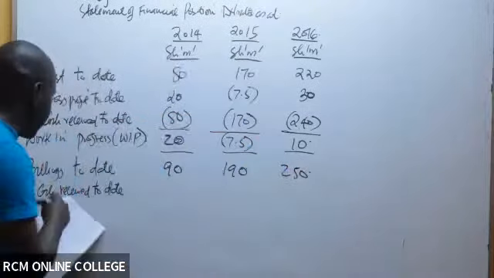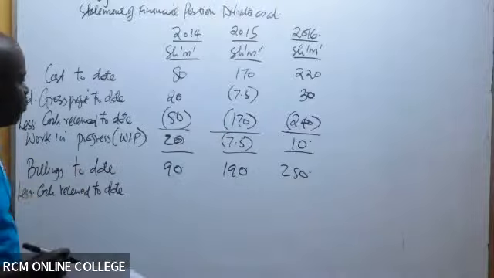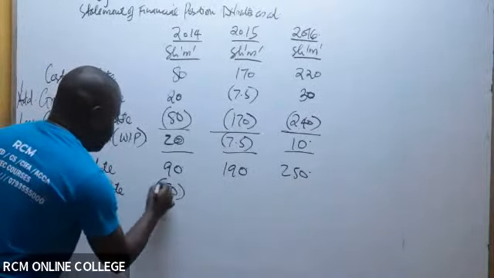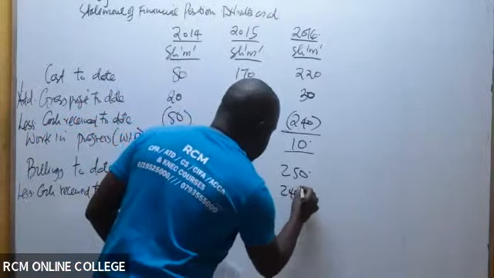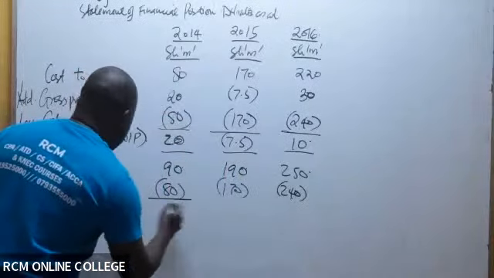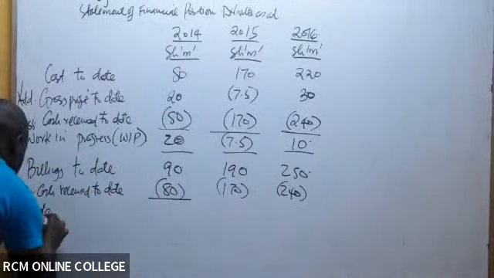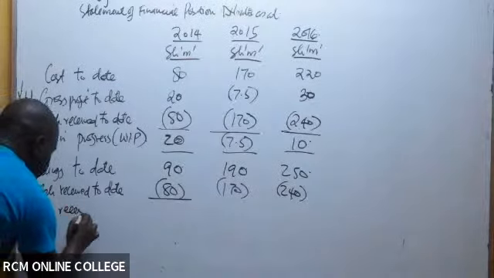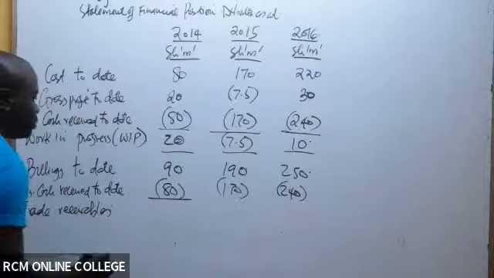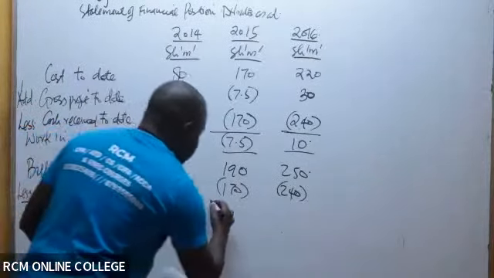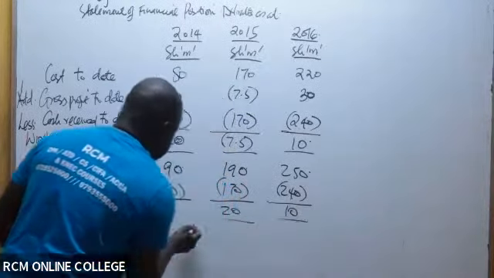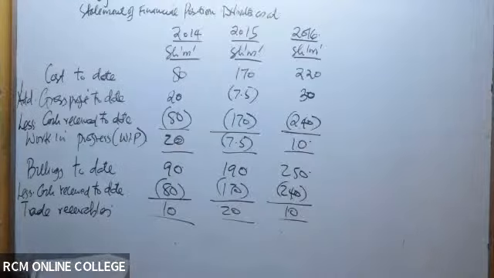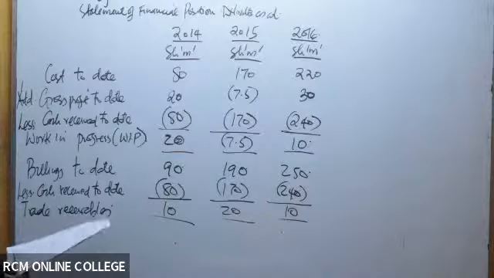250. So in this case, for the cash received to date is already here, which you've already computed. So it means in this case, this one is 80. This one is 170. This one is 240. And therefore, in this case, our trade receivables here will be 10. This one will likely be 20. And this one will likely be 10. So that's what you'll be able to recognize as trade receivables in the statement of financial position extract. So it will be 10, 20, and 10.